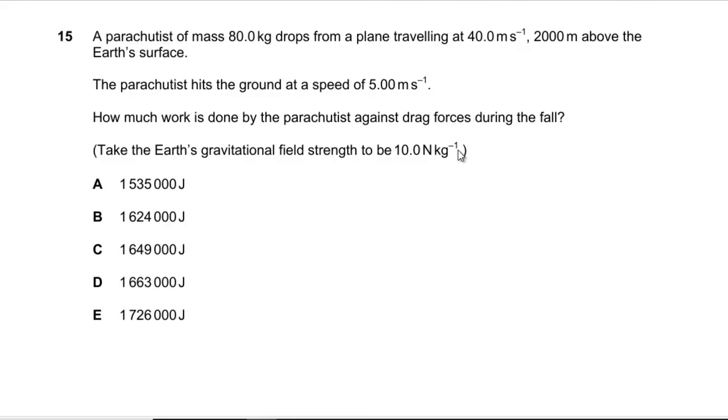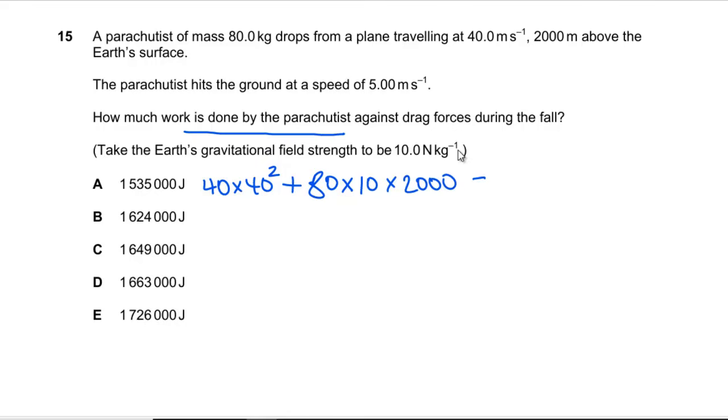Parachutist of mass 80 kilograms drops from a plane traveling at that speed at that height. They hit the ground at that speed. How much work is done by the parachutist against drag forces? So we're doing a conservation of energy. So we started off with a half m times v squared, plus an mgh, so 80 times 10 times that.